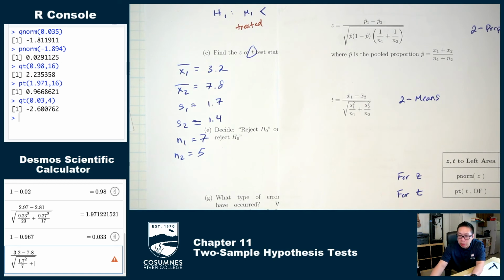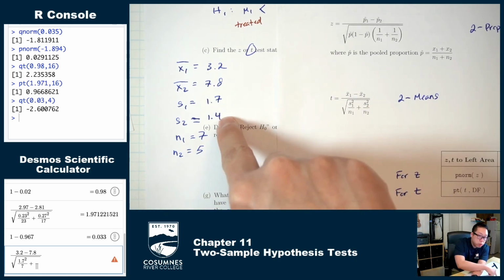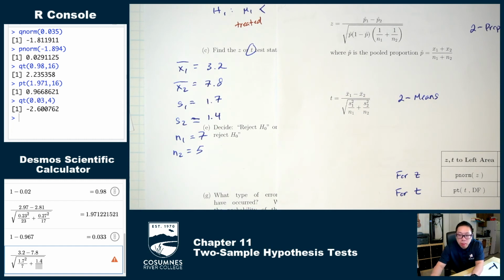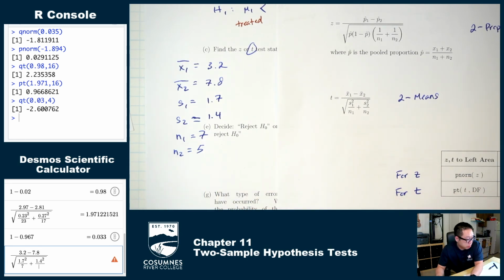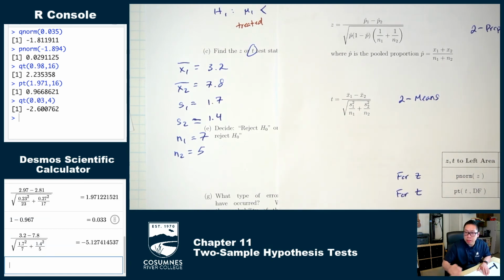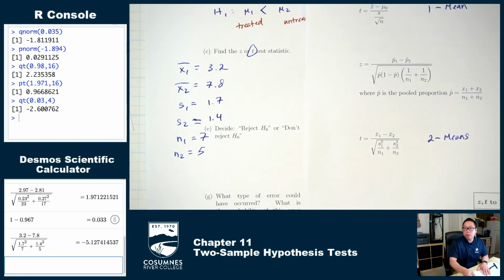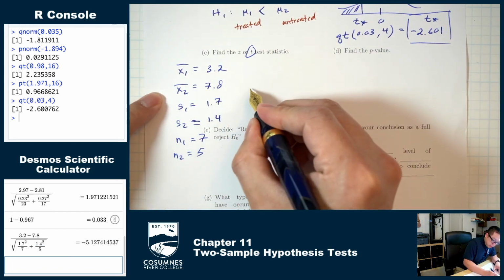And then another fraction. S2 squared, which is 1.4 squared, over N2. N2 is 5. All right, make sure everything looks exactly like the T formula, and then hit enter. Negative 5.127. Okay, that's a T.